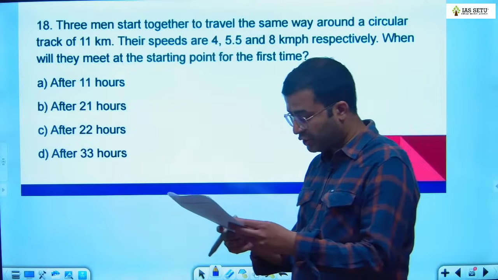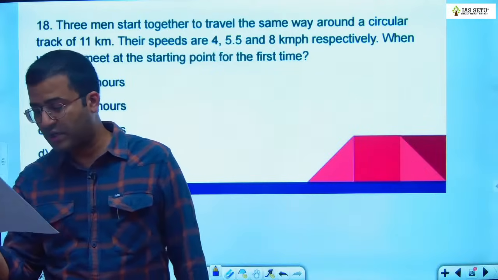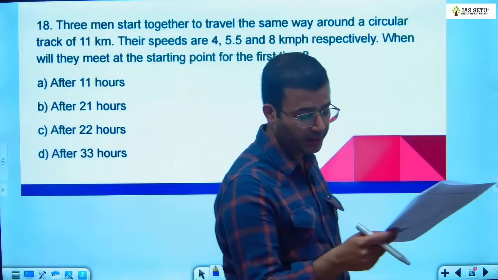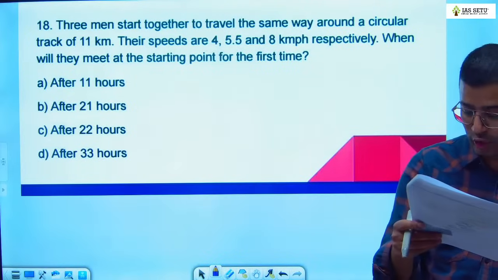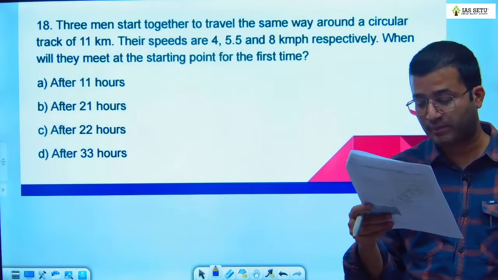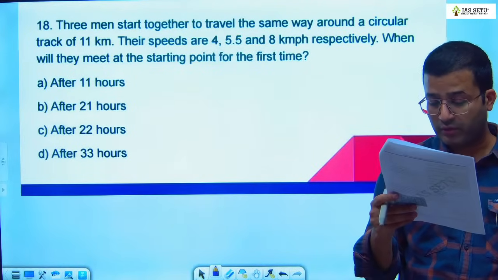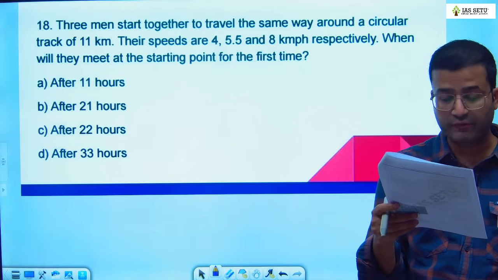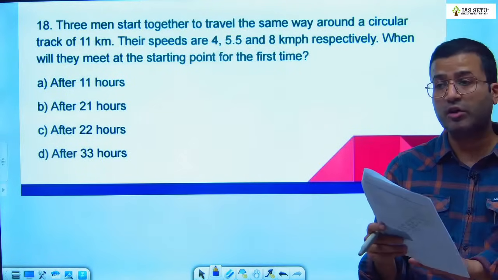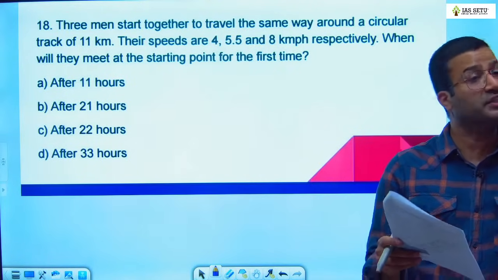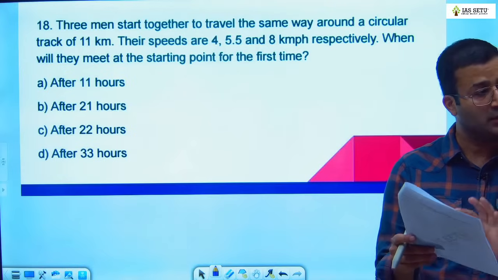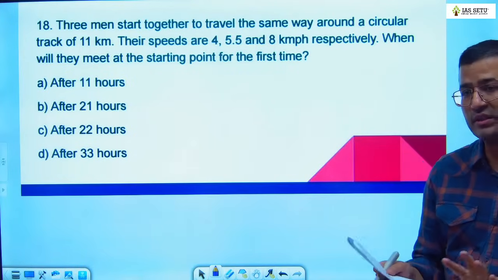Three men start together to travel the same way around a circle track of 11 km. Their speeds are 4, 5.5 and 8 km per hour respectively. When will they meet at the starting point for the same time? This is a question of UPSC GS paper prior to 2011. Circular motion I have taken in the last theme based lecture.